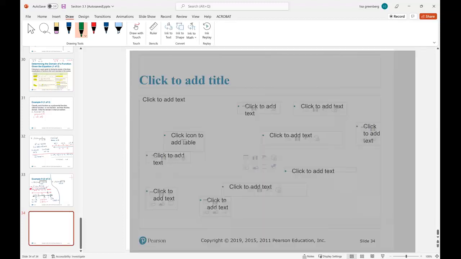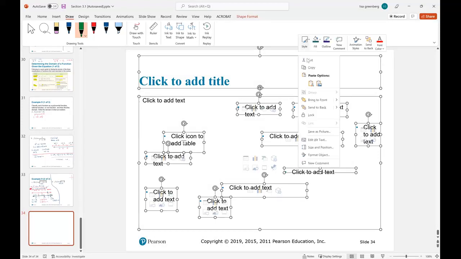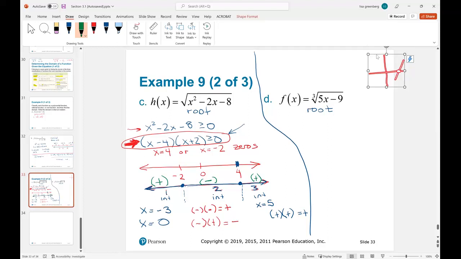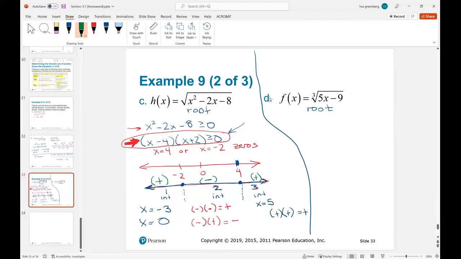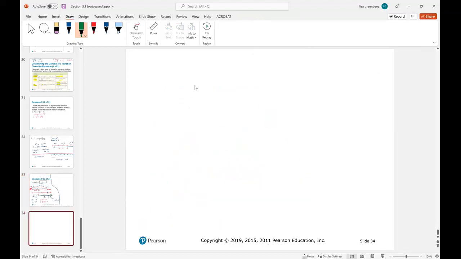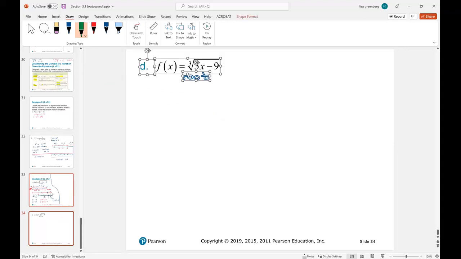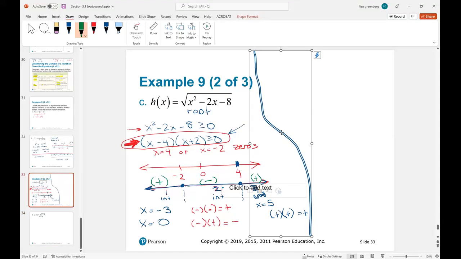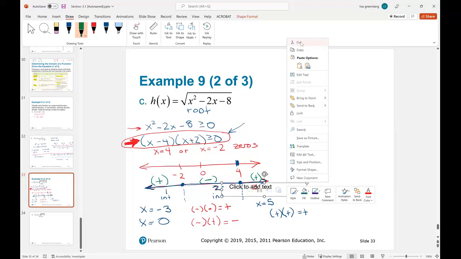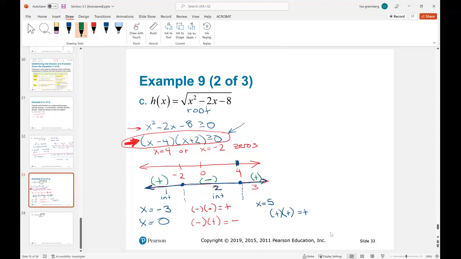This is the last problem, so let's just do it. I don't know what that came from. Let's move this. All right, now let's see whatever that is. Let's get rid of that. Okay.